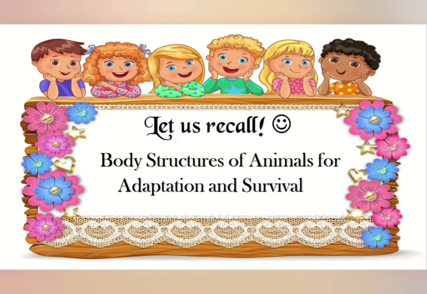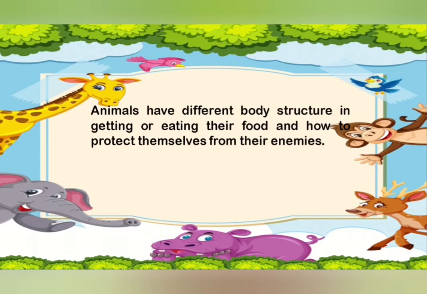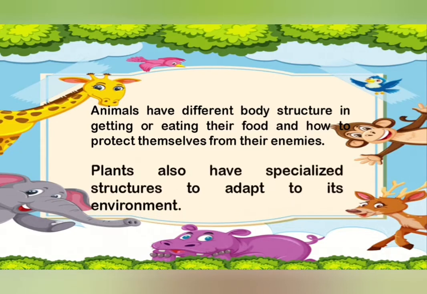Okay, so let us recall our last lesson: body structures of animals for adaptation and survival. Animals have different body structures in getting or eating their food and to protect themselves from their enemies. Plants also have specialized structures to adapt to their environment.